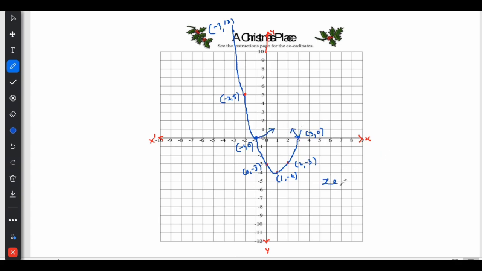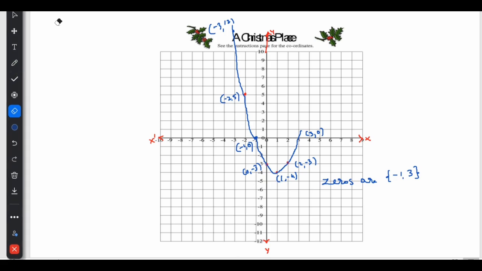Okay, that's why I can name them as zeros. Zeros are negative 1 and 3, because where the given parabola crosses the x-axis, that particular value of x is known as the zeros. That's why I'm taking the zeros as negative 1 and 3.